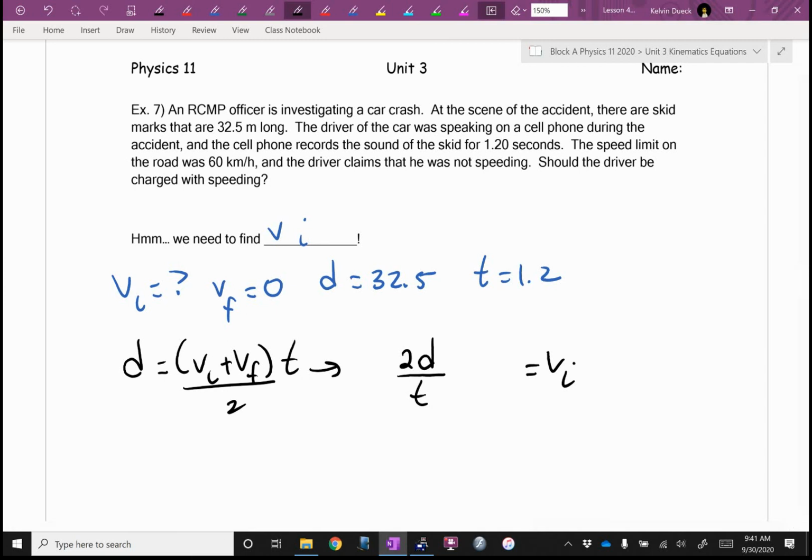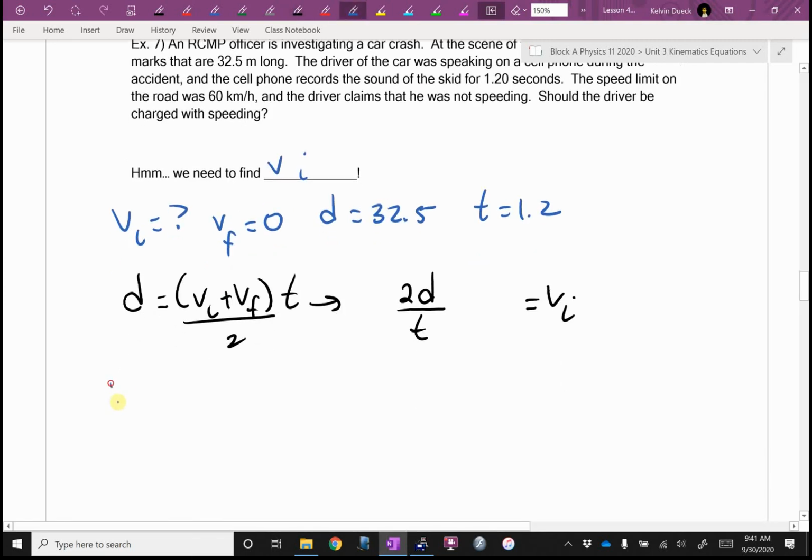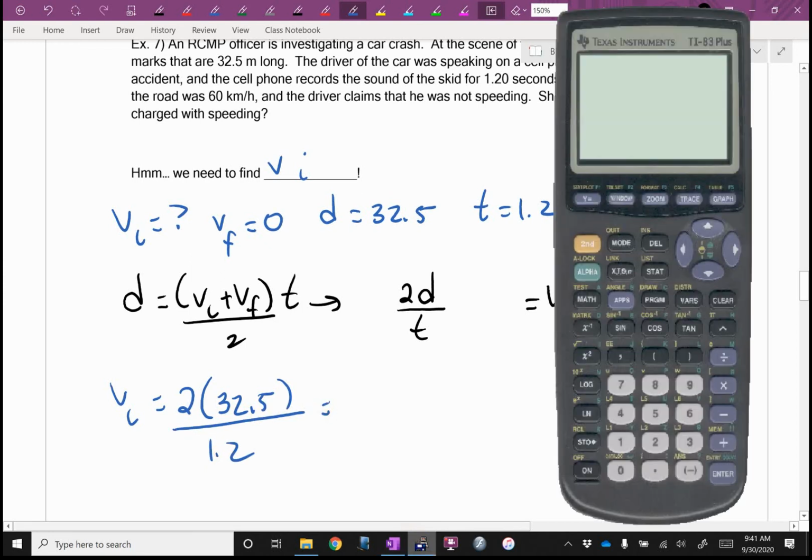Okay, so I'm going to get VI equals 2 times 32.5 divided by 1.2. Do you get 54.16 repeating? Yes, it is. Meters per second. So are we charging this person? Yes, yes, we are. So you could go work for Verizon.